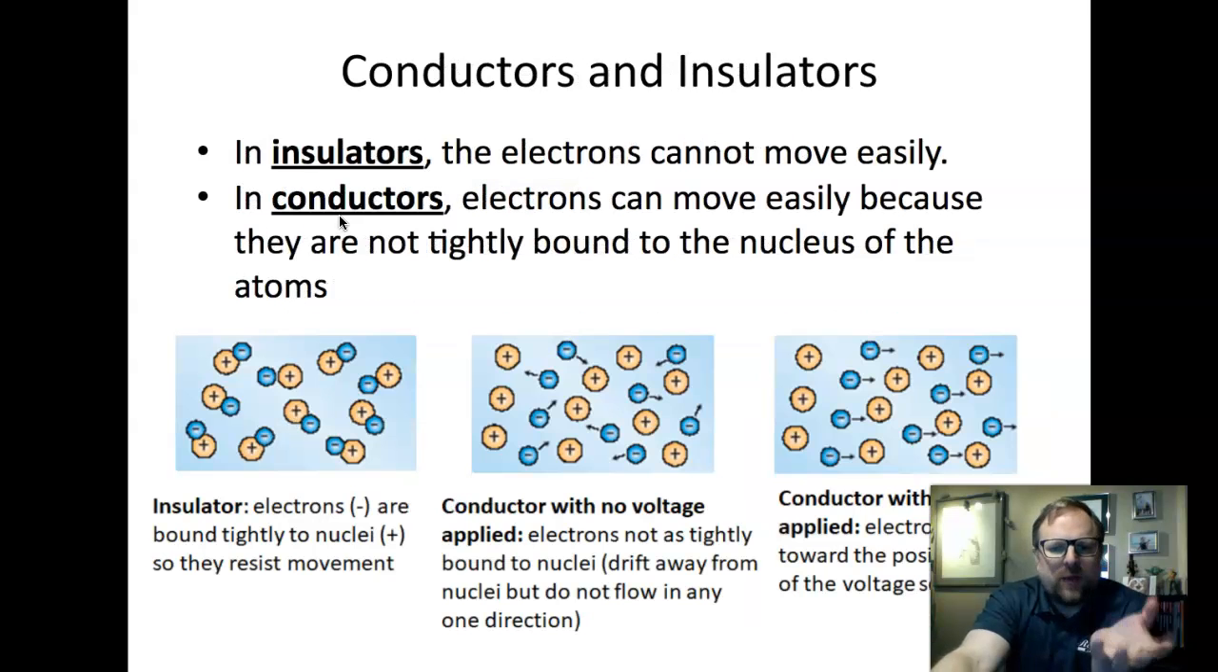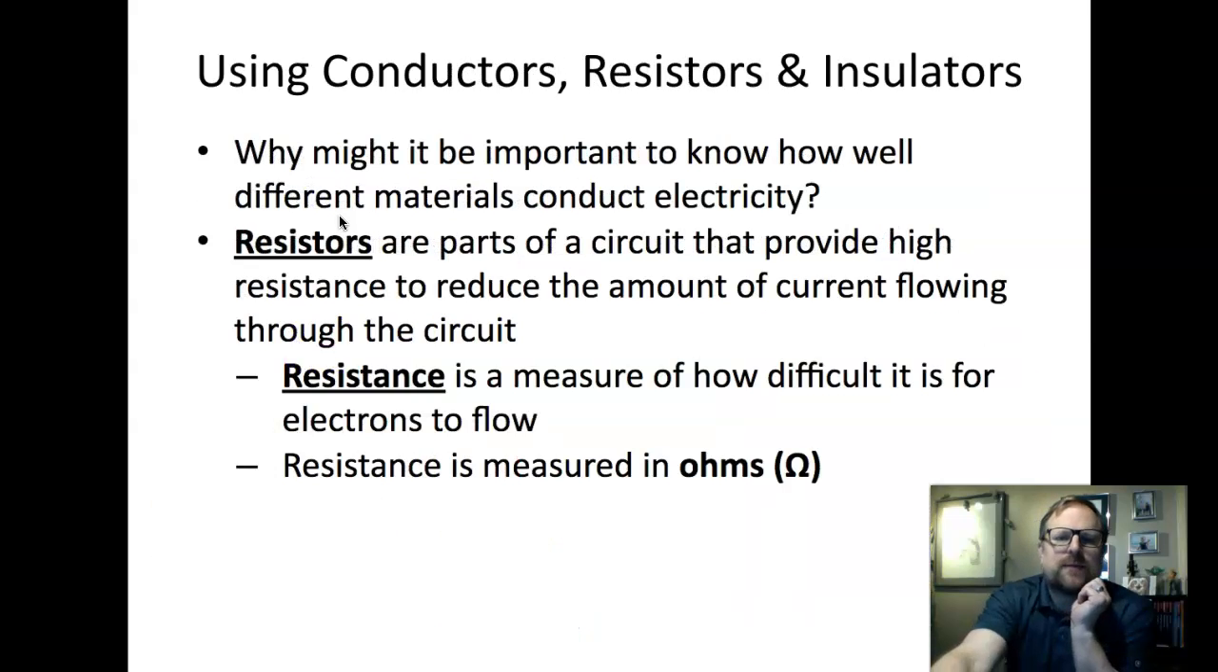So a conductor then, just a reminder, is something where the electrons are not bound tightly to the nuclei, so they can be forced to move or flow when a voltage is applied to them. So when we use conductors, resistors, and insulators, what we can do with them is regulate the amount of current that is flowing through a device.